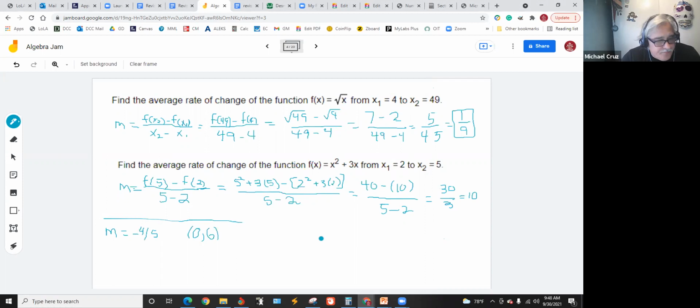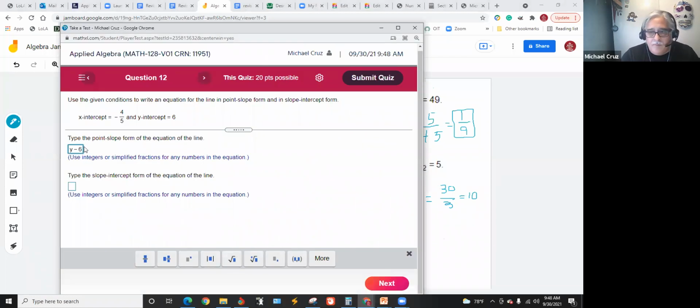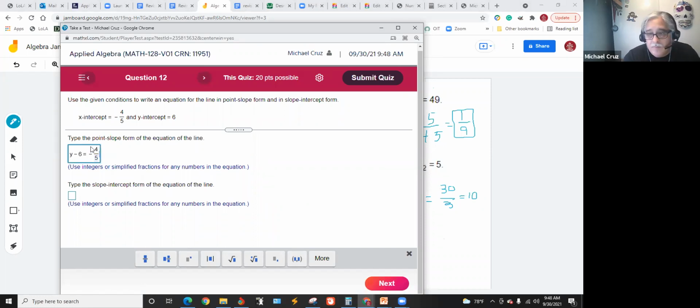All right, so y minus 6 is equal to negative 4/5 x minus 0, which is just going to be so that's what the slope intercept form. All right, because there's a 0 there for x.